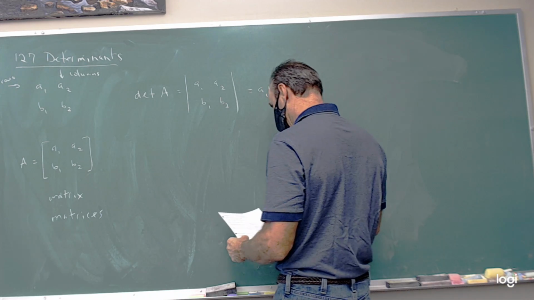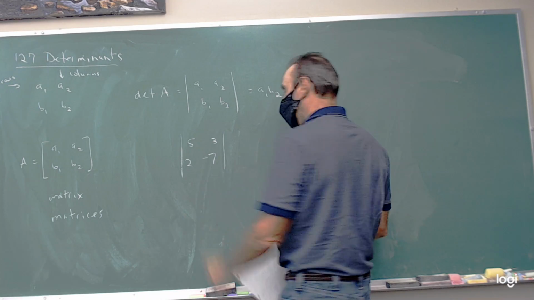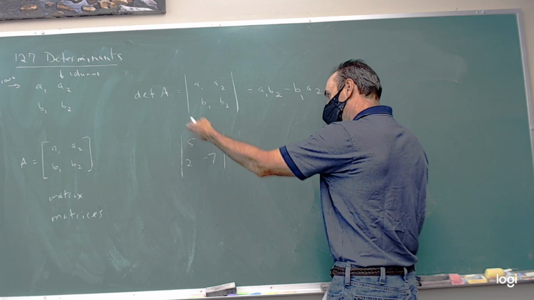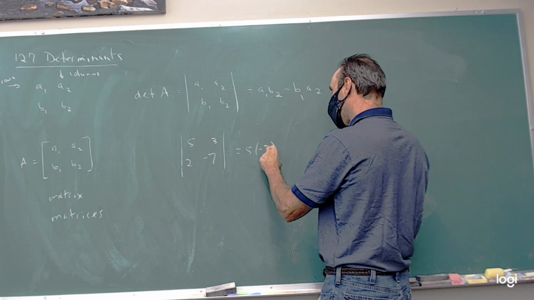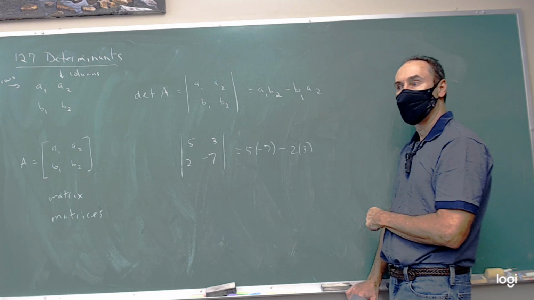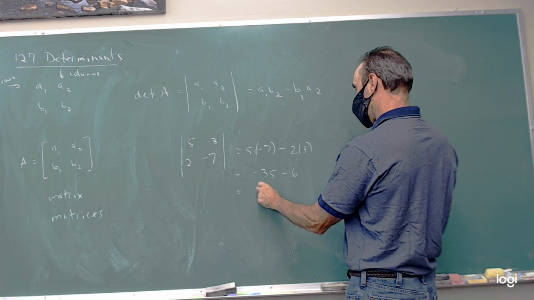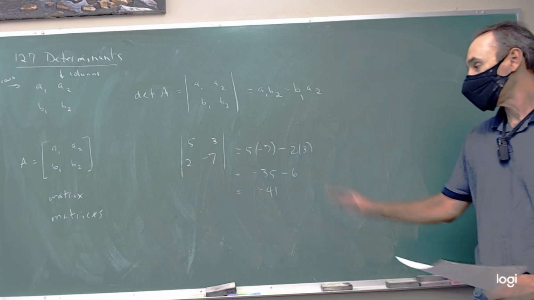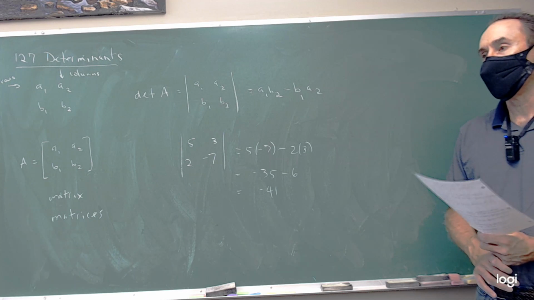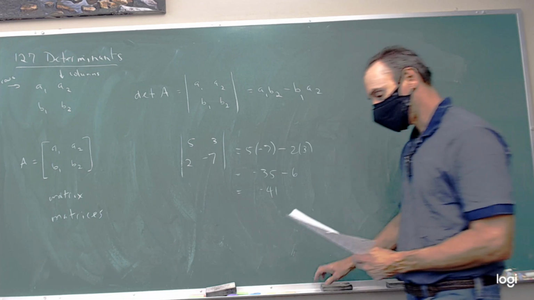So, for example, if we had 5, 3, 2, negative 7, and we want to evaluate that determinant, then we go down, so that's 5 times negative 7 minus 2 times 3. In this case, that's negative 35 minus 6. So I'm going to get negative 41. Does that sound right? What that means we'll talk about later, not right now, but that's just how you evaluate a 2 by 2 determinant. If only life was always that simple and straightforward. It's not.